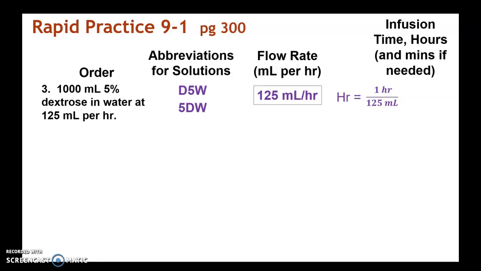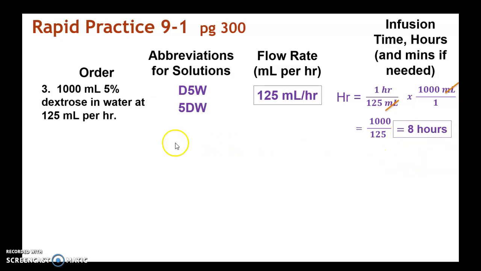Then our second fraction is going to have milliliters at the top because we had milliliters in the bottom of this other fraction. And remember, we need those units to cancel. So the other piece of this told us that we had to give 1,000 milliliters, right? So let's stack that 1,000 milliliters over 1. And now you'll see that your milliliters cancel, and we can do our multiplying. 1 times 1,000 is 1,000, divided by 125 should give us 8 hours.